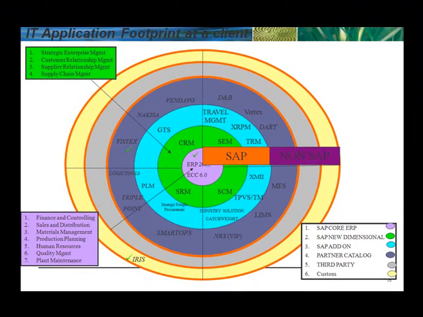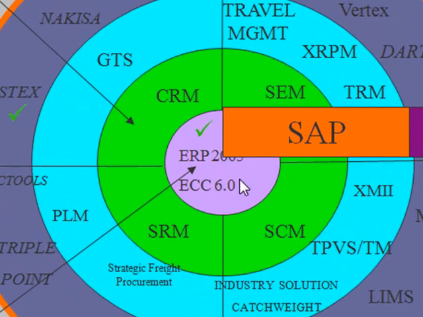This is just a footprint of the IT applications that a client of mine was trying to implement. So what does this chart tell you? This little box here, this is ERP 2005 or ECC 6.0. SAP now calls it Enterprise Central Component 6.0. That's the latest version of the software.